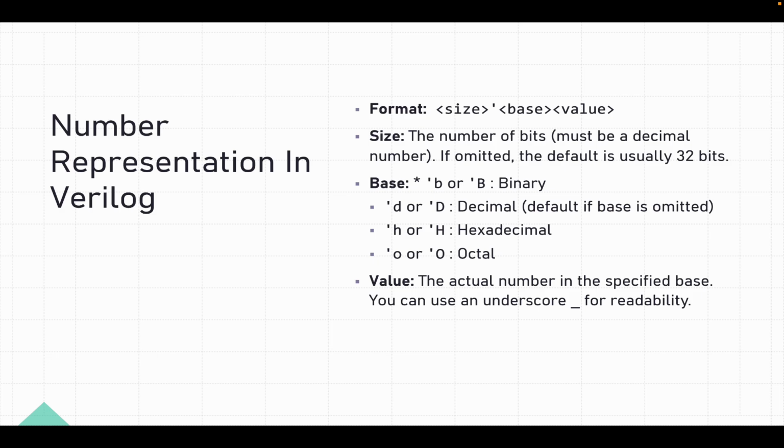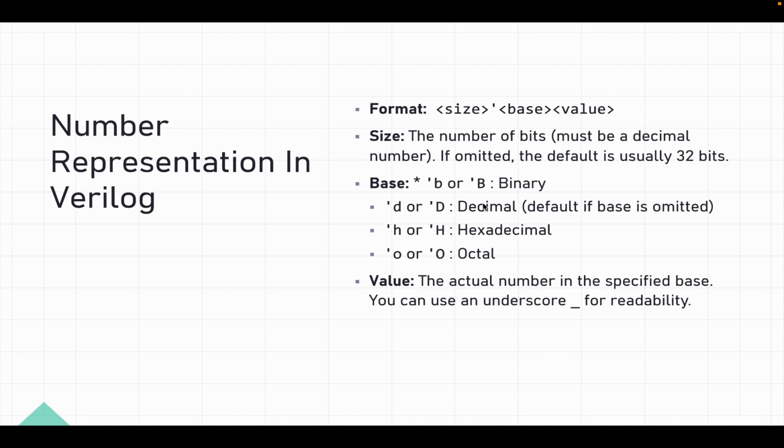Before we can perform operations in Verilog, we need to know how to write numbers in Verilog. The format follows a very specific structure: size, base, and value. Let's break that down. Size. This dictates the number of bits and must be written as a decimal number. If you leave this out, the default value is usually 32 bits.